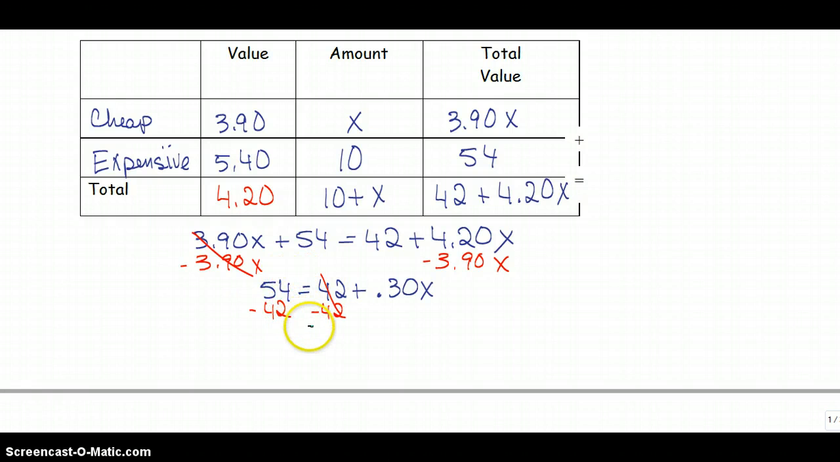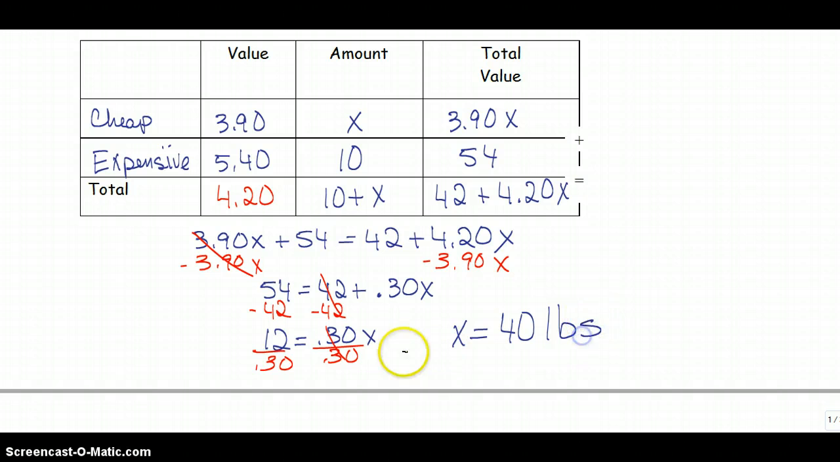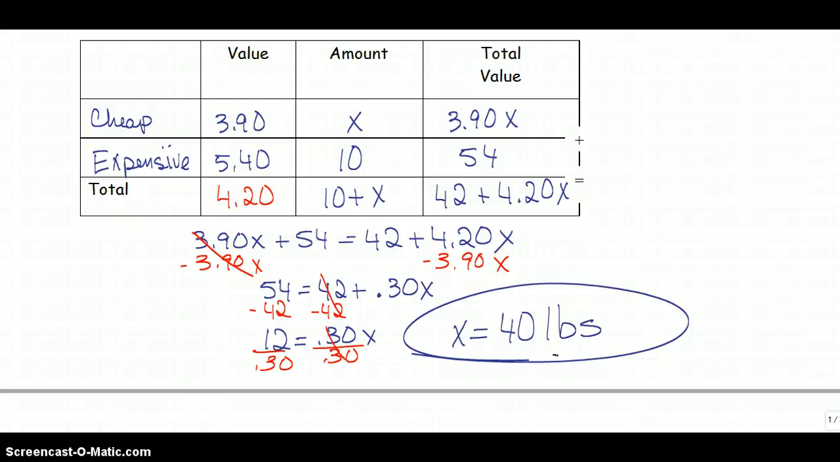Now I'm going to subtract 42 from both sides. 54 minus 42 gives me 12. So now I have 12 is equal to 0.30x. I'm going to divide both sides by 0.30. And 12 divided by 0.30 gives me 40. So I need 40 pounds of the inexpensive coffee, of the $3.90 coffee.